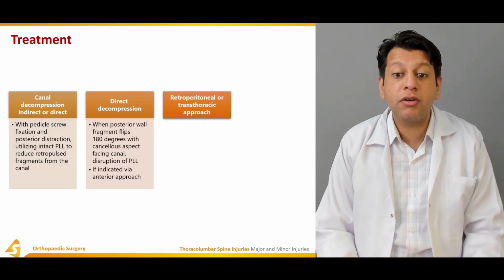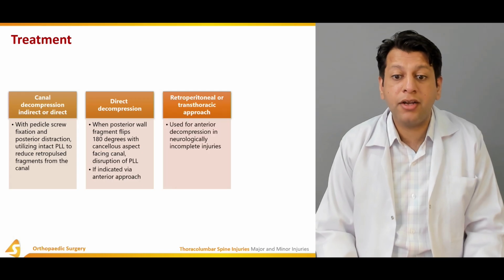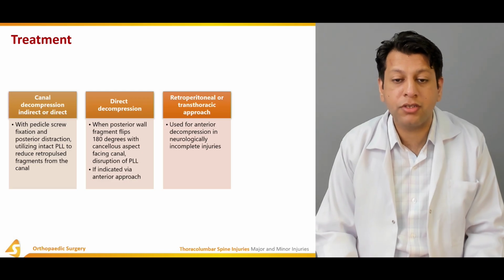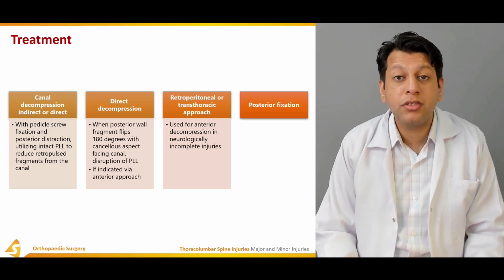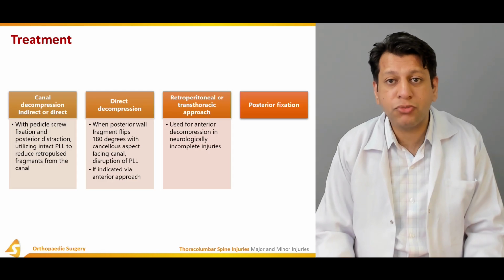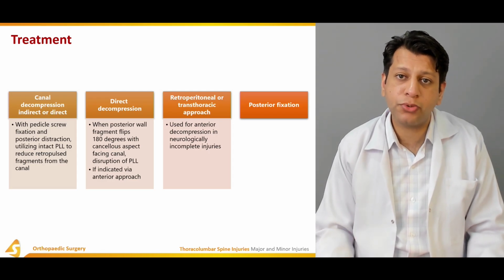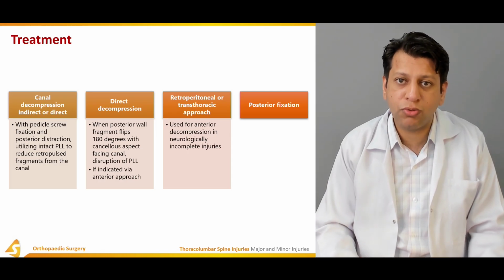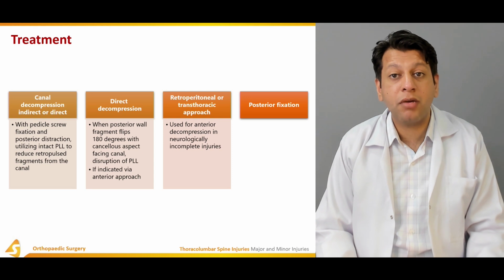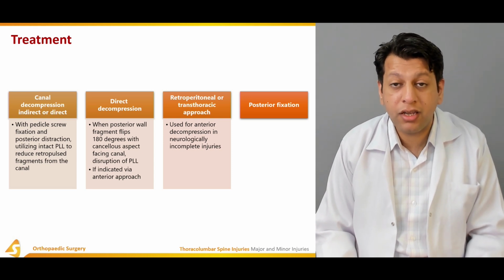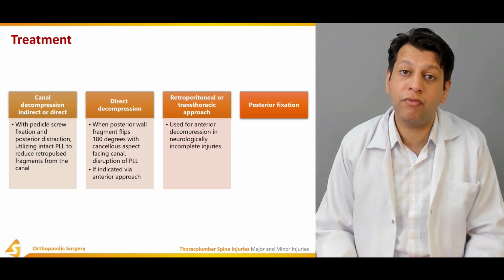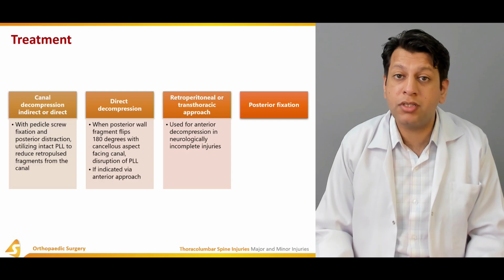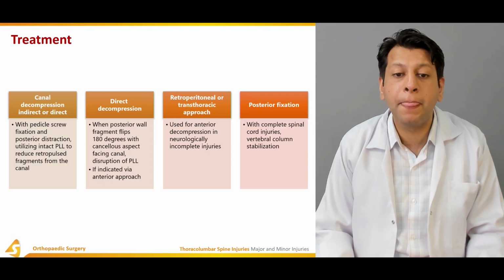That is called the retroperitoneal or transthoracic approach, and it is used for anterior decompression in neurologically incompetent injuries. Posterior fixation is through the posterior approach, and the spinal cord is actually very much subcutaneous, so the posterior approach is very easy. You just apply the incision over there and do whatever fixation can be done. But fixing the spine anteriorly is a bit challenging, and sometimes you require the help of a general surgeon as well as a thoracic surgeon, especially when we are dealing with the thoracic and lumbar spine.